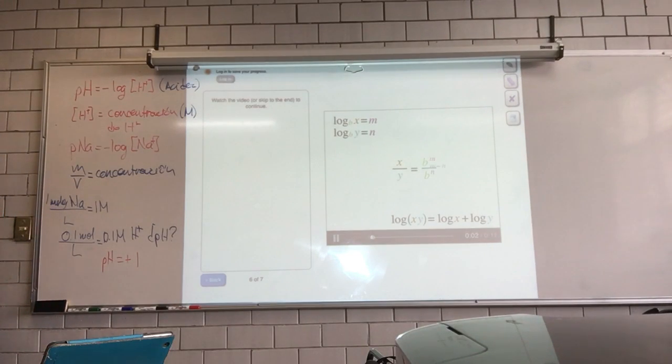Exactly. It's b to the m minus n. Okay, last question. How can you write this exponential equation in logarithmic form?